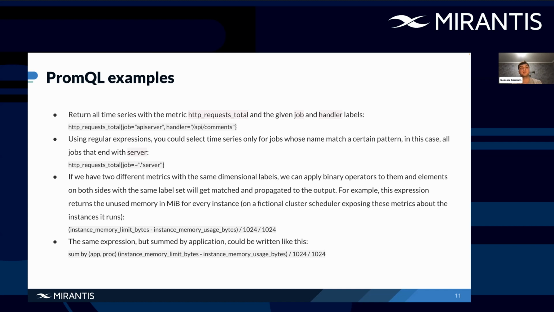If you have two different metrics with the same dimensional labels, we can apply binary operators to them, and elements on both sides with the same label set will get matched and propagated to the output. For example, this expression here will return the unused memory in megabytes for every instance on some fictional cluster. You can see that you can just use this 1024 and get the total amount in megabytes.